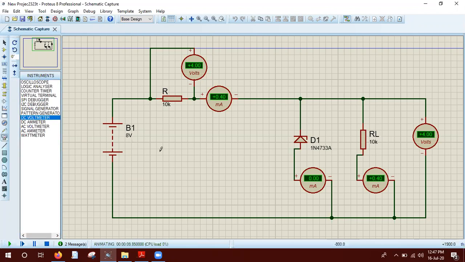Yes, the voltage is divided, absolutely divided equally. Why equally divided? Because both the resistances are equal, 10 kilo ohm. But my students, the point to think about is that there is no current flowing in the Zener diode.